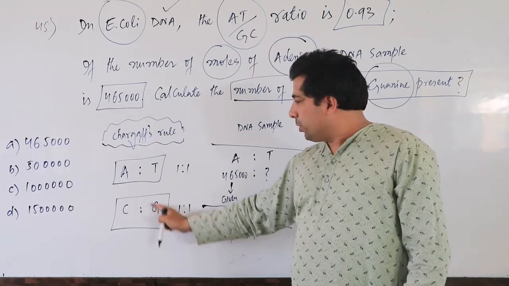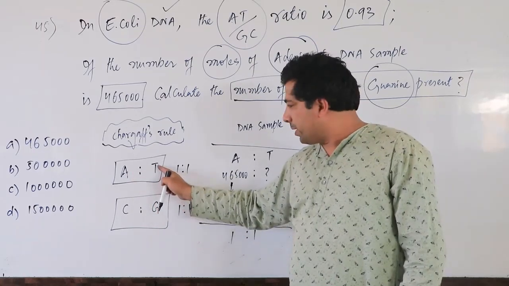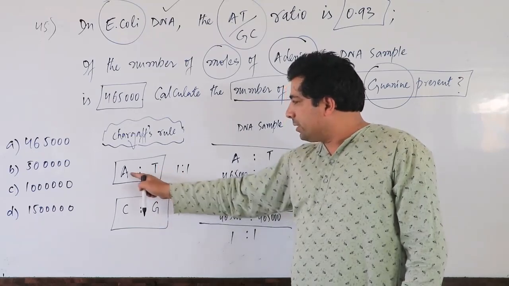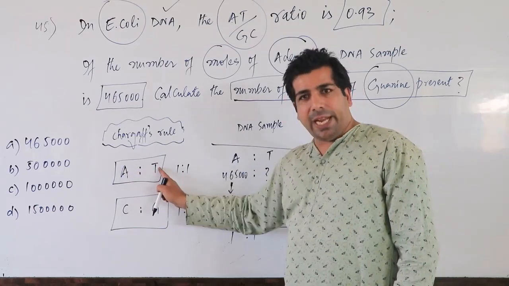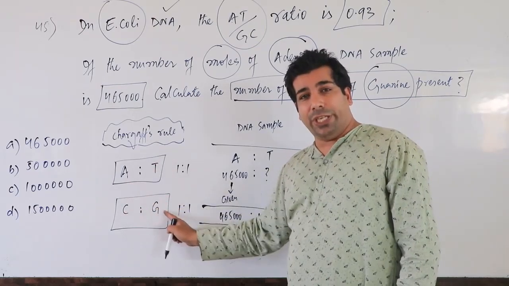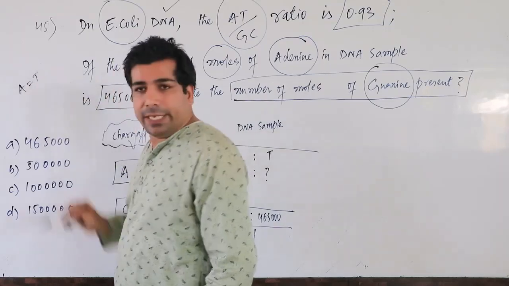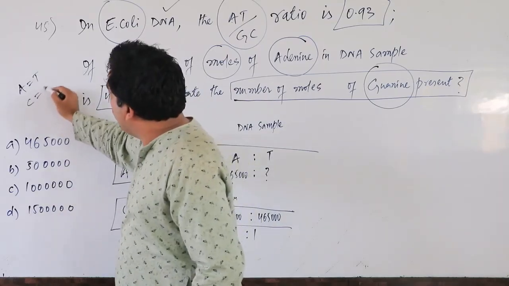Remember one thing, don't compare adenine versus guanine. Why? Because don't compare thymine with guanine, because these two are equal, A and T. A is always equal to T and C is equal to G. A will be equal to T in DNA. C will be equal to G.